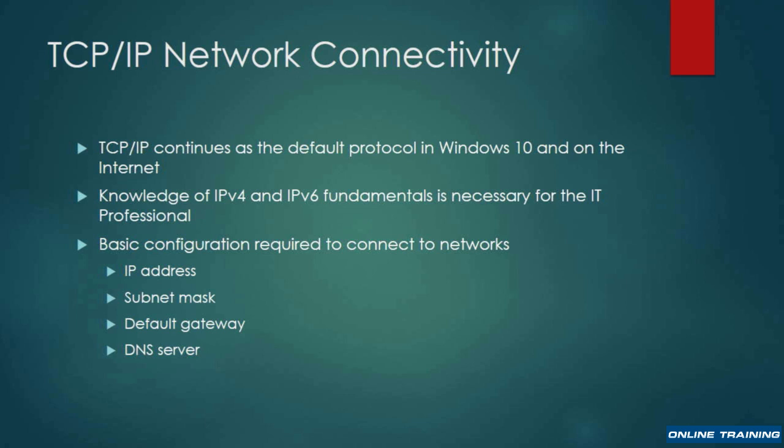There's a basic configuration that's going to be required to connect to a network. What is that? Well, it's the IP address that uniquely identifies that individual host. It's the subnet mask that identifies the portion of the IP address that is in reference to the network segment, and then the portion of the IP address that's in reference to the host ID. We'll see that here in a minute.